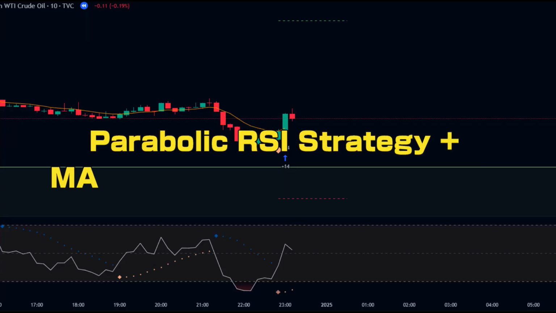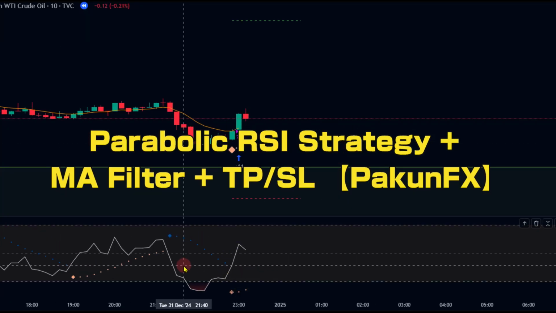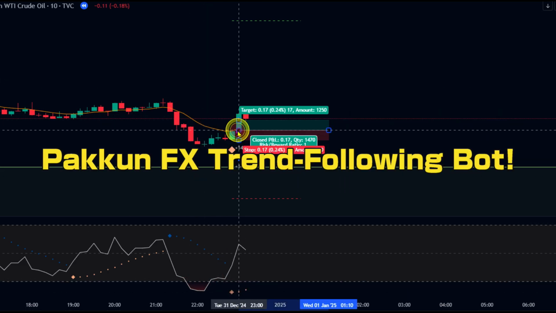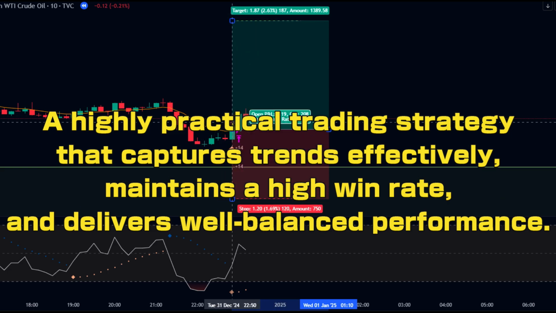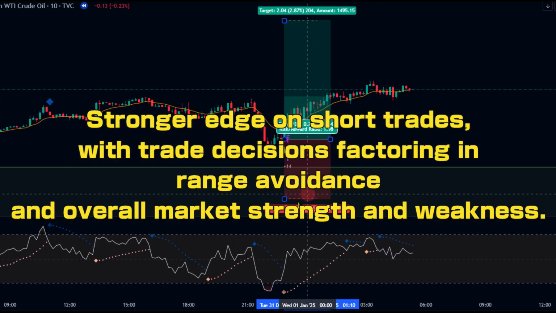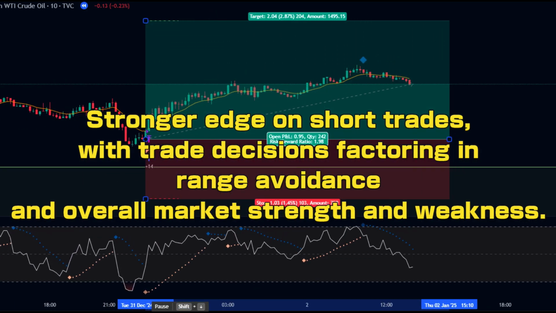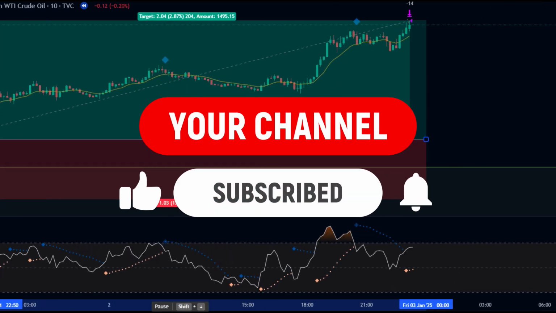Parabolic RSI Strategy summary. The name of the custom-built bot we showcased today is Parabolic RSI Strategy MA Filter plus TP-SL PakunFX, commonly referred to as the PakunFX trend-following bot. This is a highly practical trading strategy that captures trends effectively while maintaining a solid win rate and balanced performance. It particularly excels in short trades, skillfully avoiding range-bound markets and enabling efficient trading by assessing market momentum. Stay tuned for the next backtest.